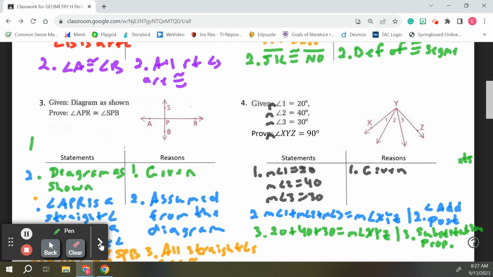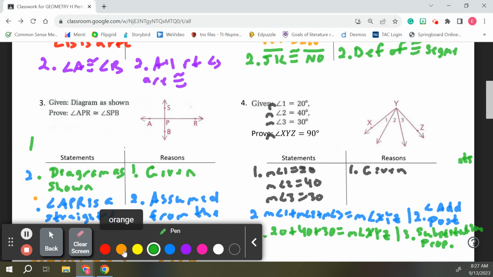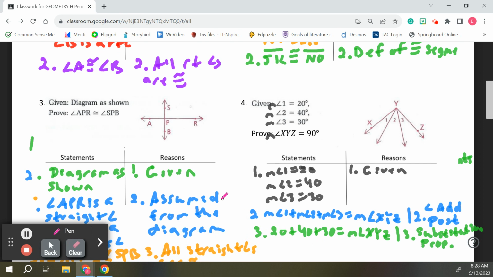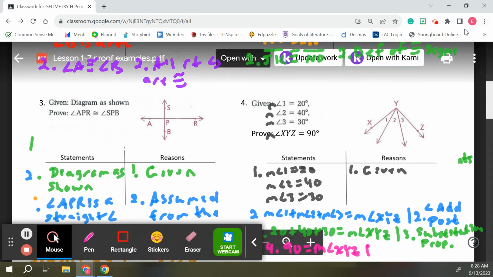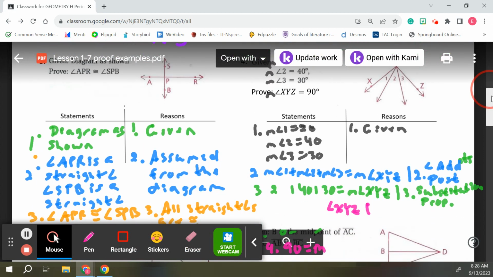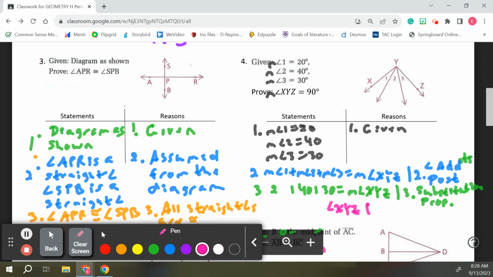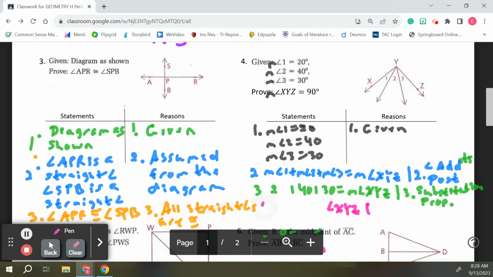All right, so let's take a look at this. Now I did this, and now I know when I add these up, I'm going to get 90. So step 4 is going to be 90 equals the measure of angle XYZ. Someone tell me, what is the reasoning behind that? Uh-oh, sorry. I didn't know it got on there. I'll rewrite it. Good.